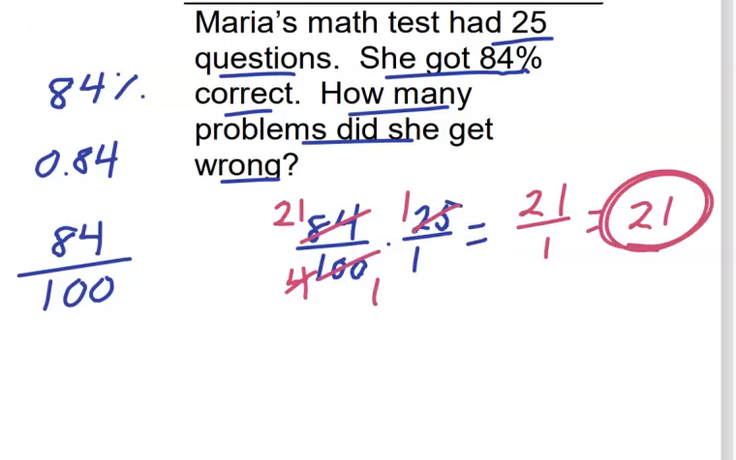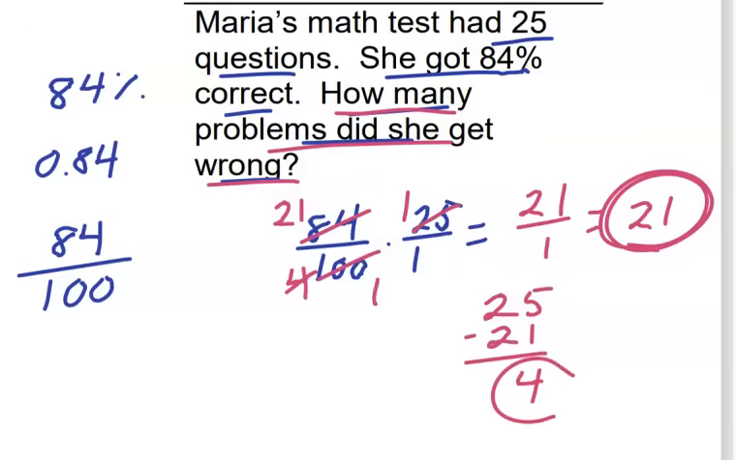And what are they wanting us to find out? How many did she get wrong? Okay, so if there was 25 problems and she got 21 of them correct, we can just subtract that and realize she got how many of them wrong or incorrect. The answer is 4. Okay, so that's how many she got wrong. She missed 4 out of 25, and that gave her her 84%.